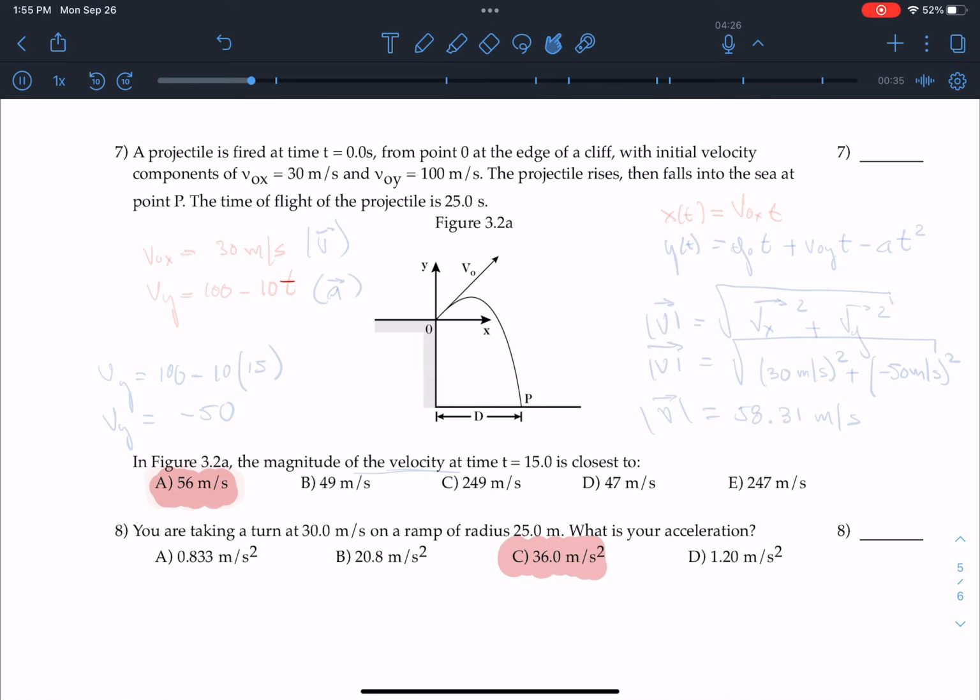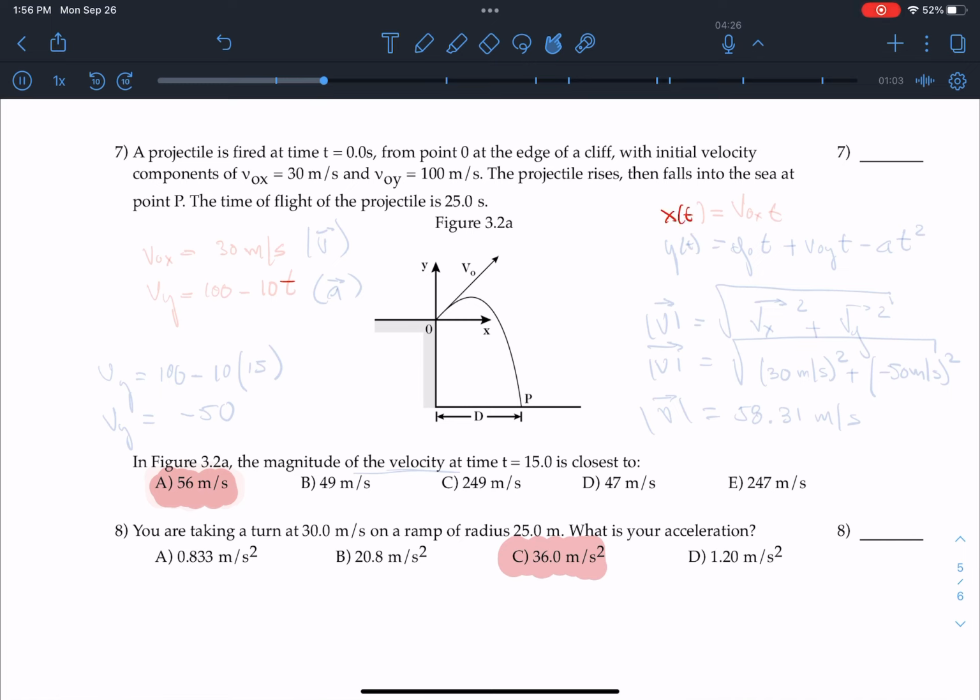In figure 3.2a, the magnitude of the velocity at time t equals 15 seconds is closest to. Since the problem is asking us about a projectile, we'll first need to write the equation of motion for a projectile.